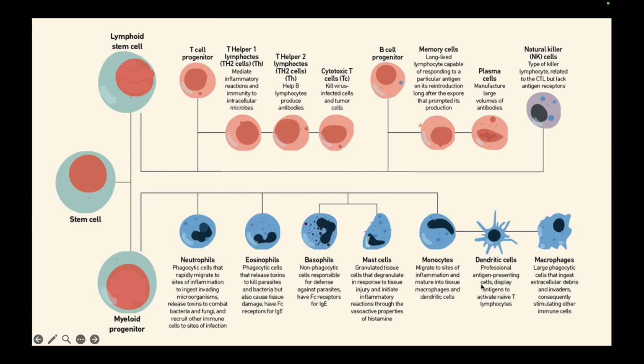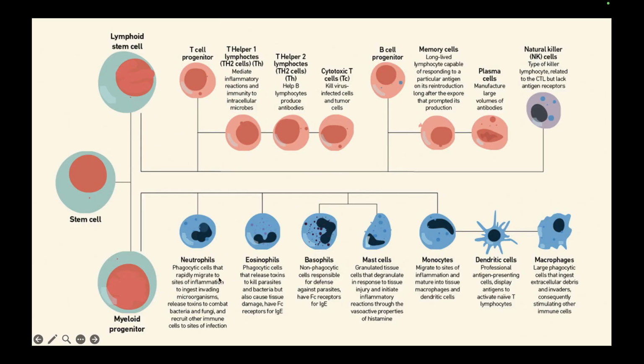These dendritic cells are the professional antigen presenting cells that display antigens to activate the naive T lymphocytes. So these are the cells which present the antigen to the T cells, and T cells are part of the lymphoid progenitor lineage, or part of the adaptive immunity. Of all these innate immune cells, only dendritic cells present the antigen to the T cell. It is a kind of link between the innate and adaptive immunity.